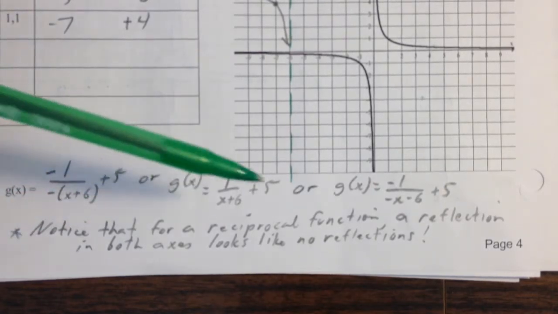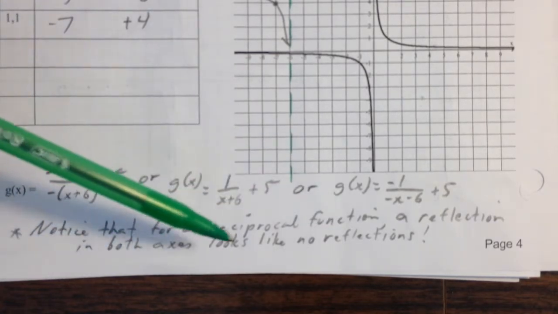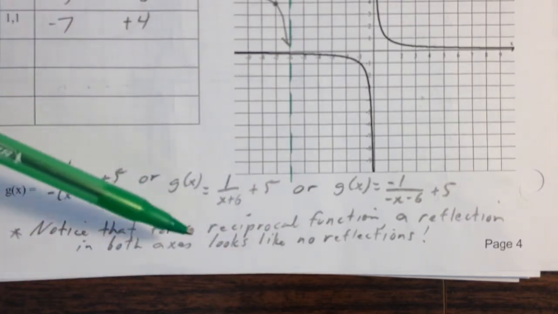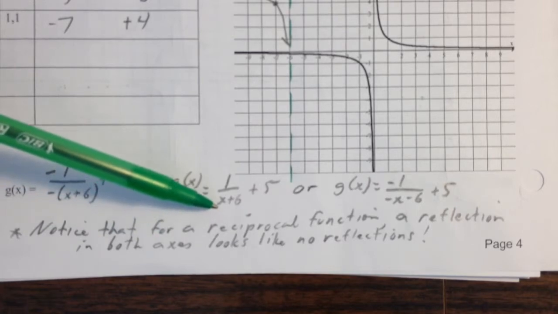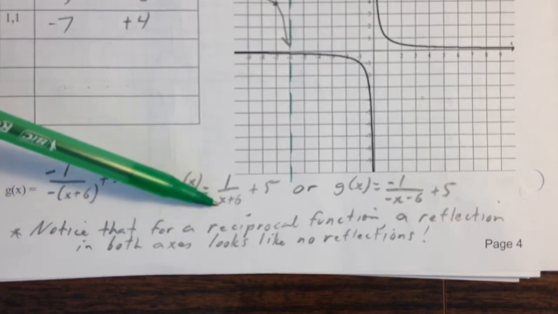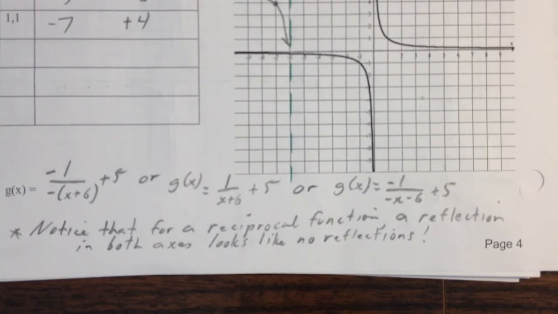Notice that for a reciprocal function, a reflection in both axes looks like no reflections. So this looks like just a shift to the left of 6 units and a shift up 5 units.